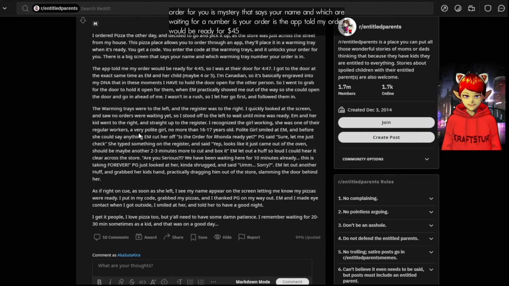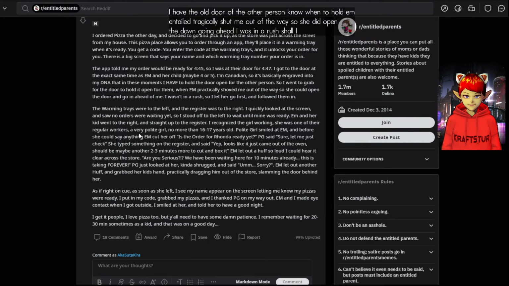I got to the door at the exact same time as entitled mother and her child, maybe 4 or 5. I'm Canadian, so it's basically engraved into my DNA that in these moments I have to hold the door open for the other person. So I went to grab the door to hold it open for them when entitled mother practically shoved me out of the way so she could open the door and go in ahead of me. I was in a rush, so I let her go first and followed them in.